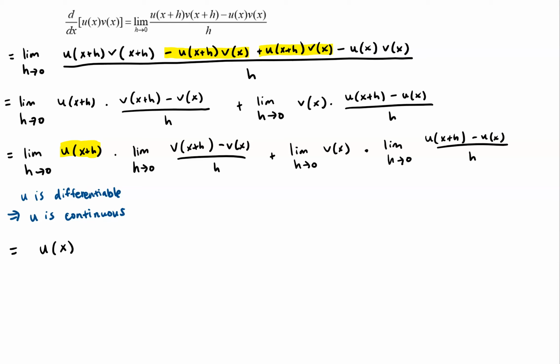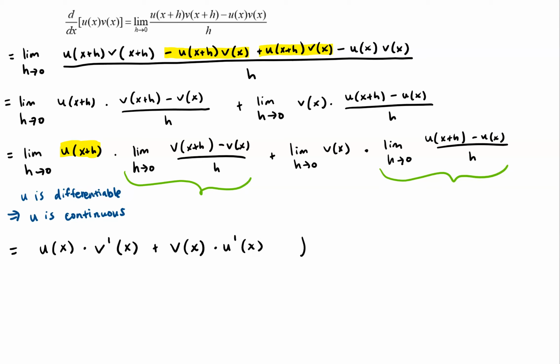Now this thing here is just the definition of v prime of x. So then we have times v prime of x, plus here we just have v of x. Notice that there's no h, and so v of x is just a constant in terms of h. So we just get v of x, and then the last thing here is the definition of u prime of x. And so we get the result that we wanted, and that concludes our proof.